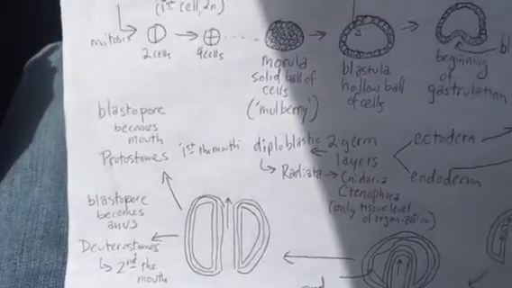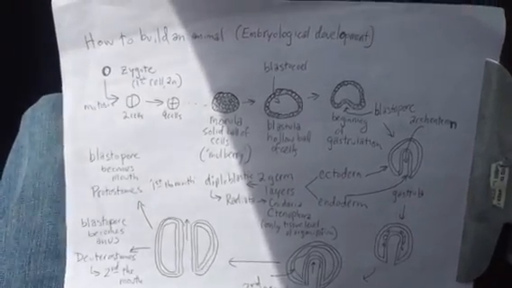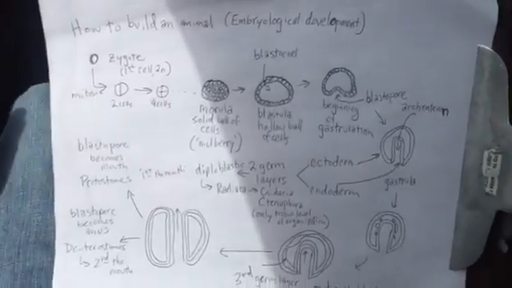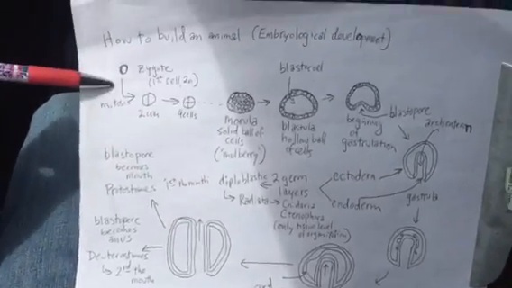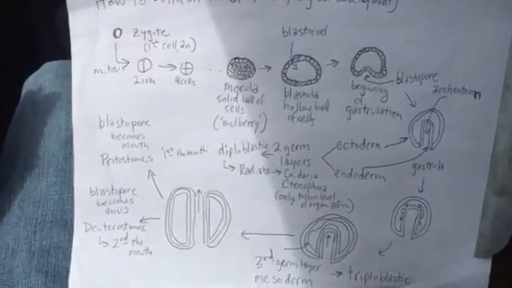So anyway, that's the overall history of how to build an animal from just a zygote all the way through to an organism that has a complete gut.